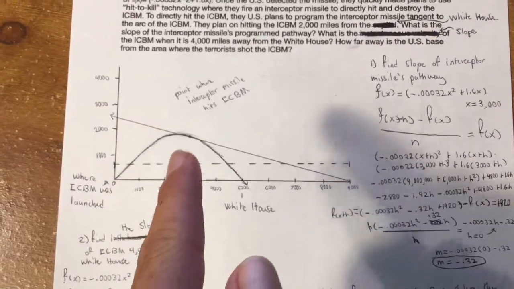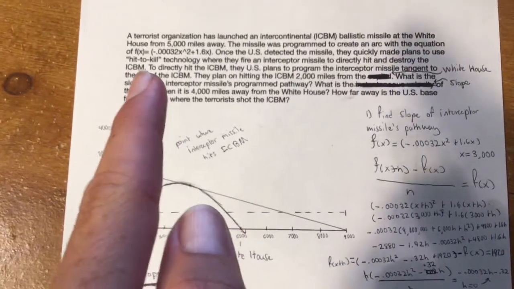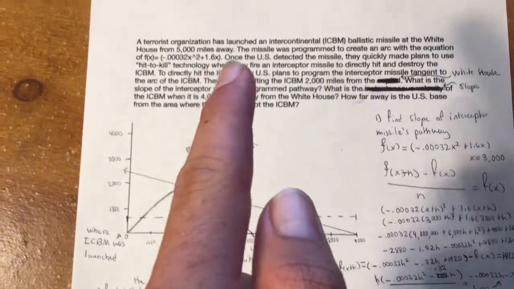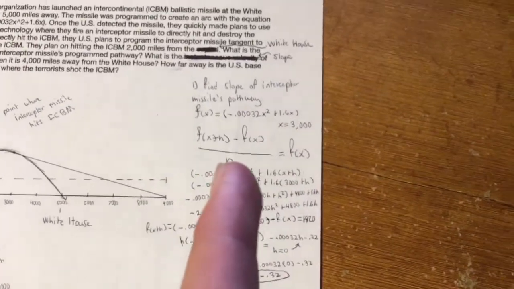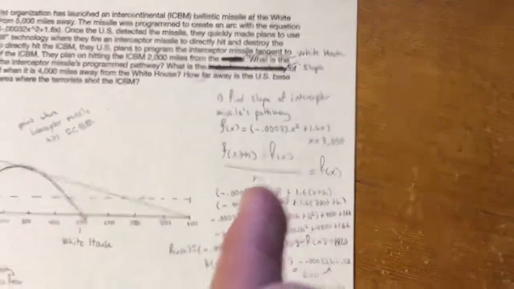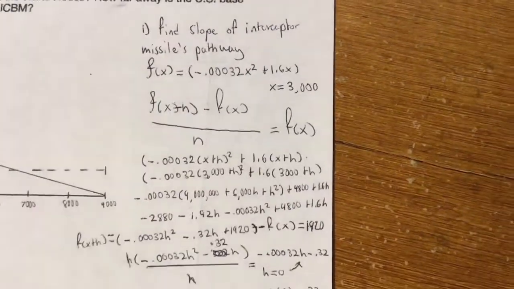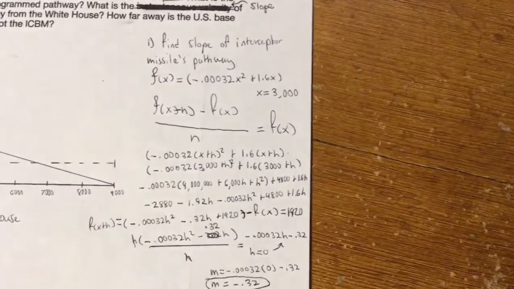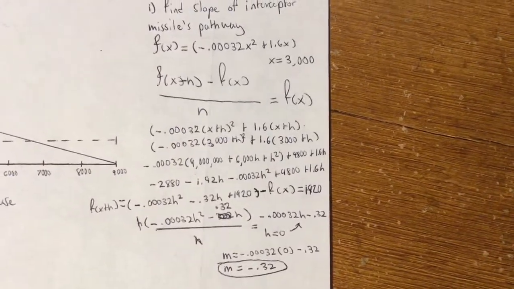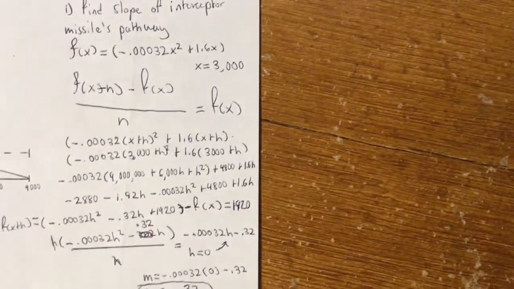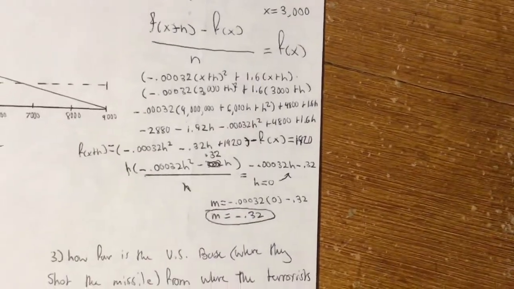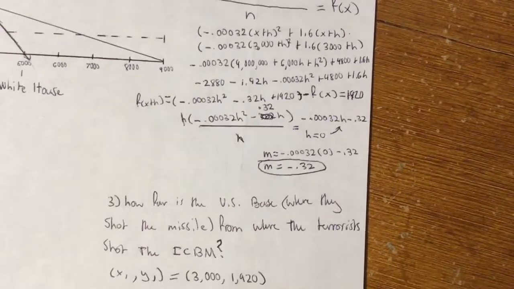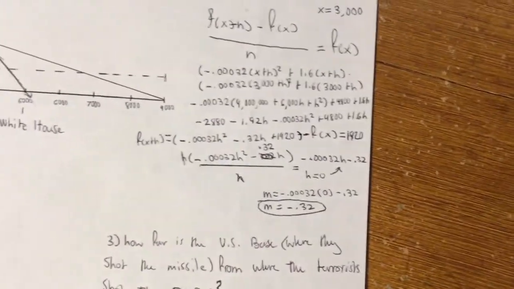So I used the equation f of x = -0.00032x squared + 1.6x, and I plugged it in where x equals 3,000, and I found the derivative. I used the derivative formula to find the slope. And the formula I used was f of x plus h minus f of x over h. So, doing all that math, I plugged in x plus h and I squared it, and then I plugged in x plus h where all the areas for x are, and then I simplified until I got -0.00032h squared minus 0.32h over h.